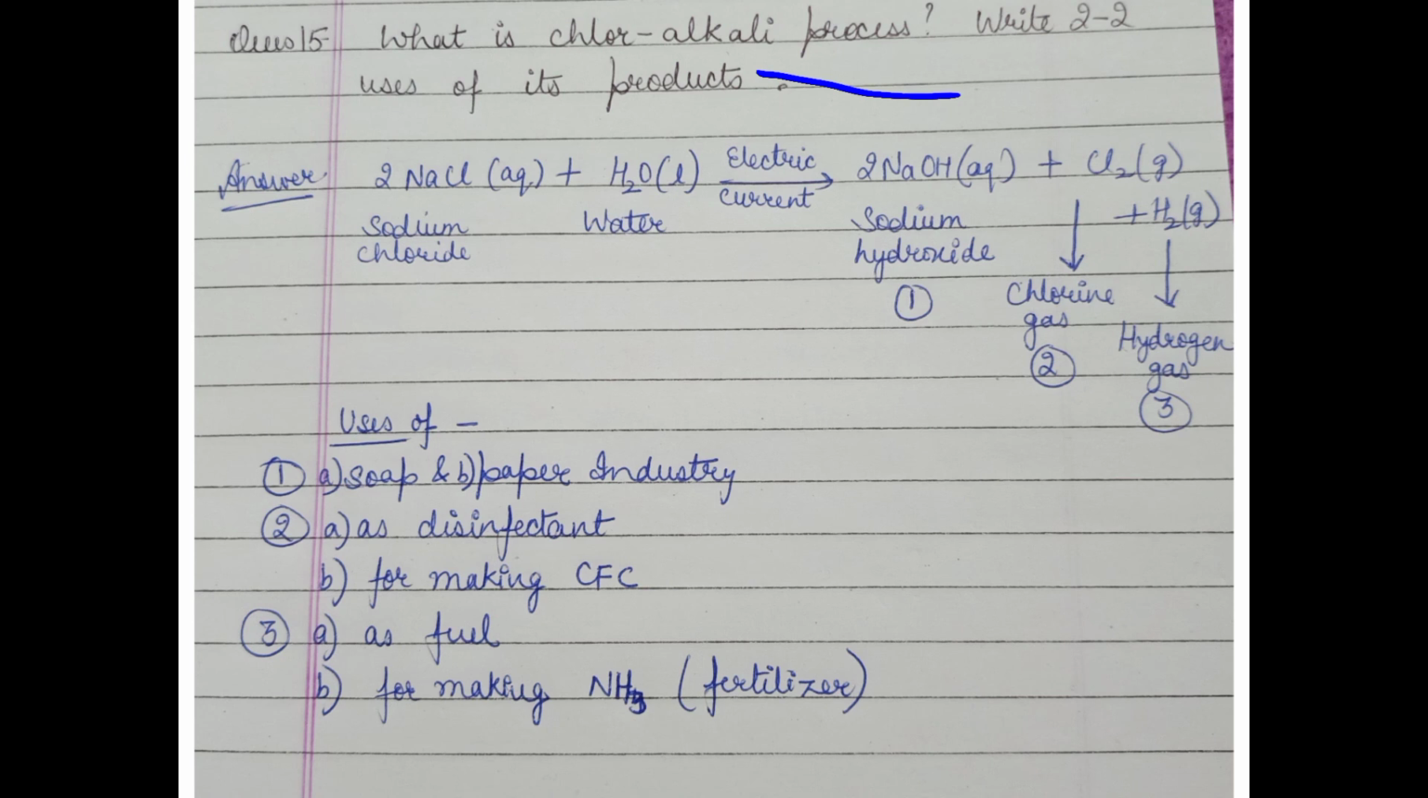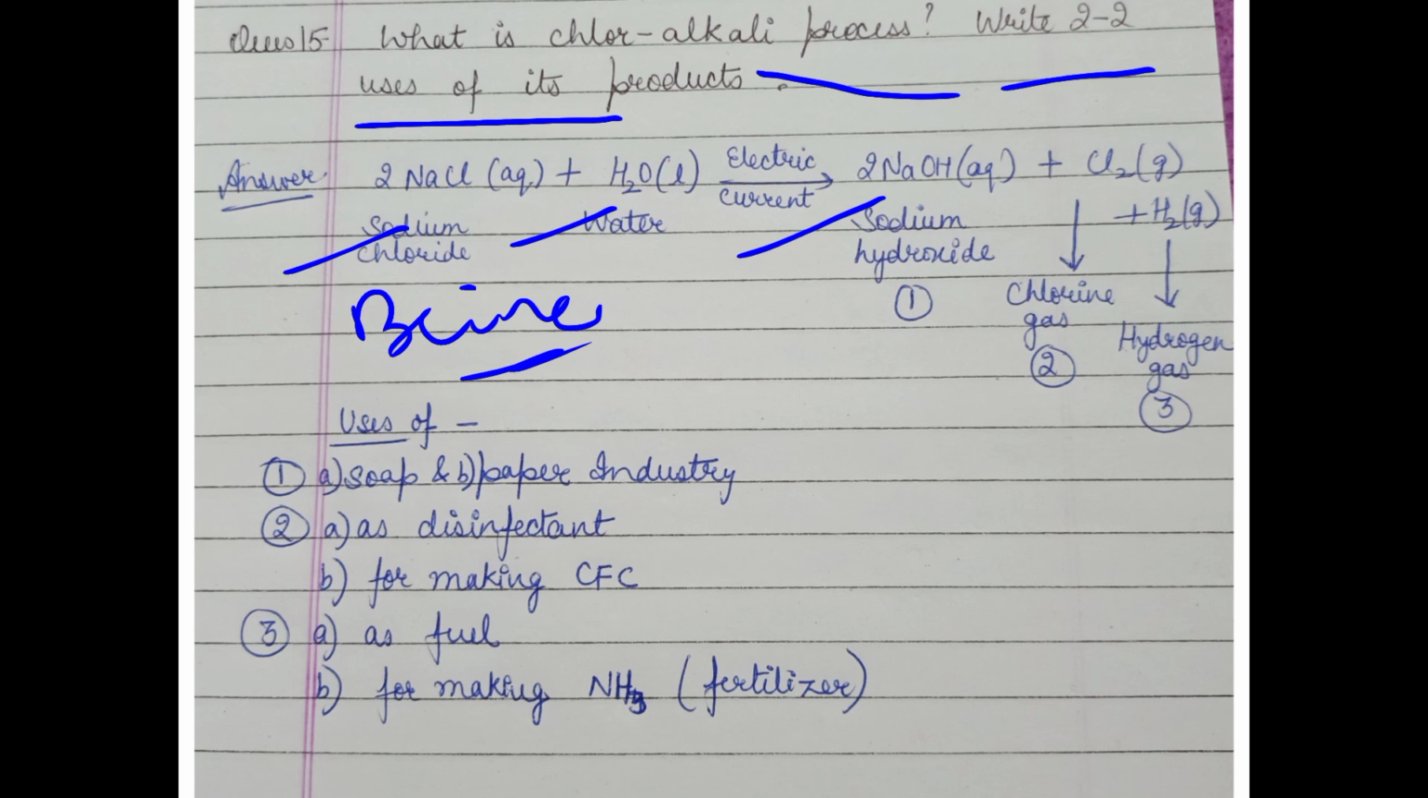Question number 15. Chlor-alkali process, and you have to write two uses of its products. So when electric current is passed through sodium chloride aqueous solution, this solution of common salt in water is known as brine solution, sodium hydroxide, chlorine gas and hydrogen gas are formed. Sodium hydroxide is used in soap and paper industry. Chlorine gas is used as a disinfectant and for making CFC, chlorofluorocarbon. You are already aware of this term. And hydrogen gas is used as a fuel and for making ammonia fertilizers.